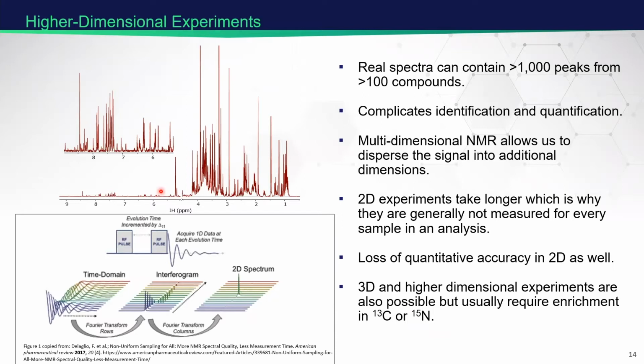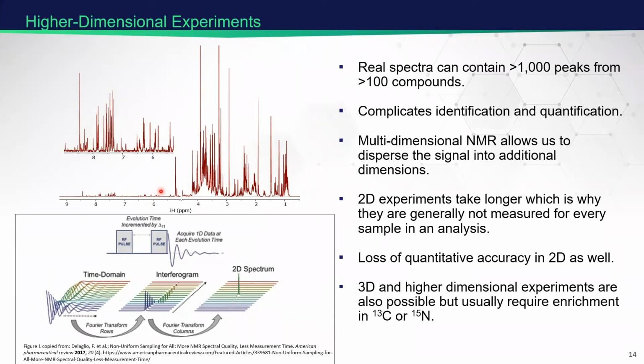Now, the spectra that I've shown so far are pretty simple, single molecules in water. In a real spectrum, we can have thousands of peaks from hundreds of compounds. This complicates identification and quantitation, but we do have tools to get around that, and we can disperse these signals from a 1D into multiple dimensions by adding pulses to our sequence and putting in incremented delays. We can get more chemical shift dispersion and more information from these, but they take longer, so they're not generally measured for every sample in a metabolomics analysis.